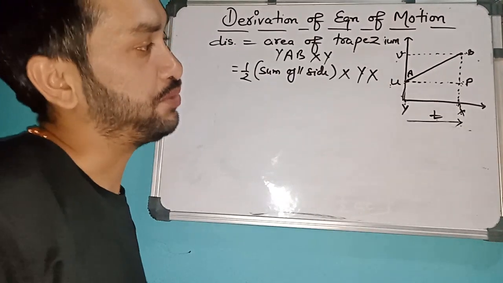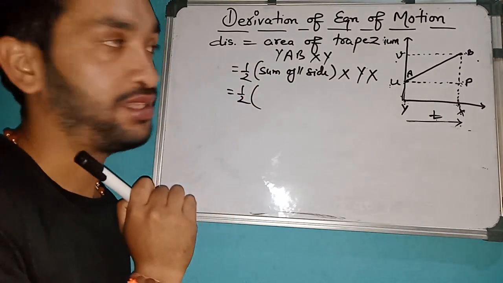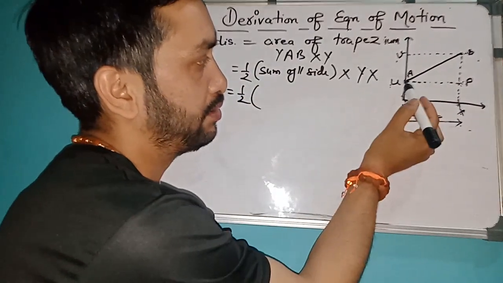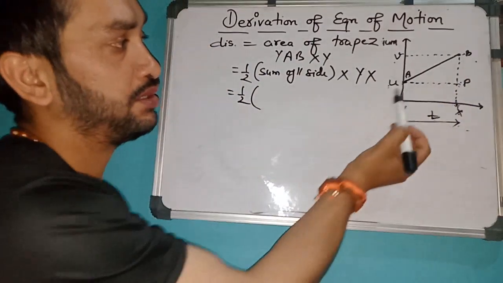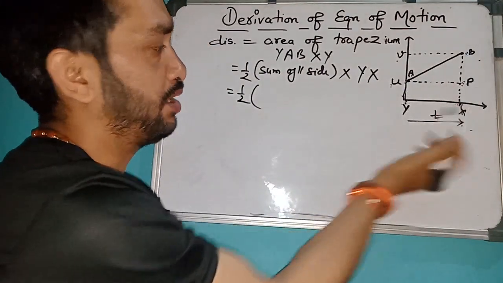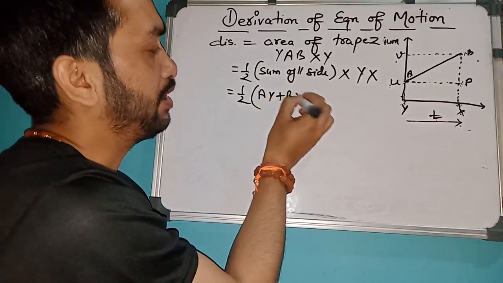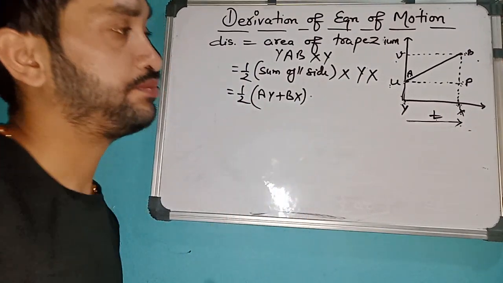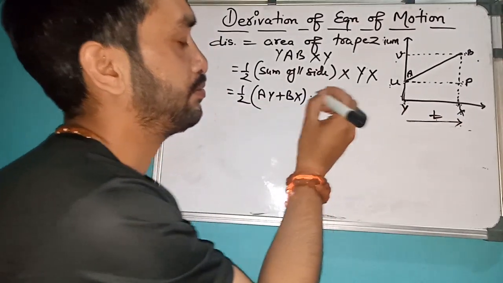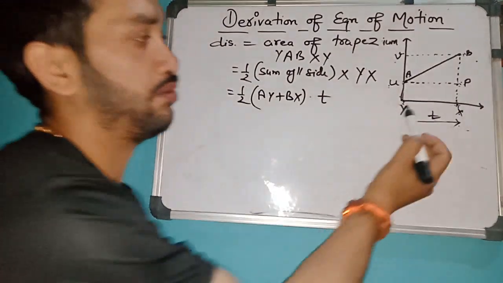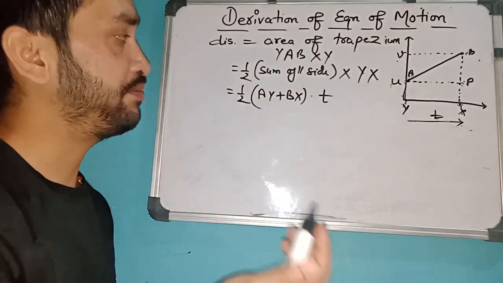Straight formula of trapezium, we are writing it here, is equal to half sum of parallel sides. Which are the parallel sides? AY plus BX, into, what is YX? YX is equal to t. Very simple. Now we have to make some arrangements here.